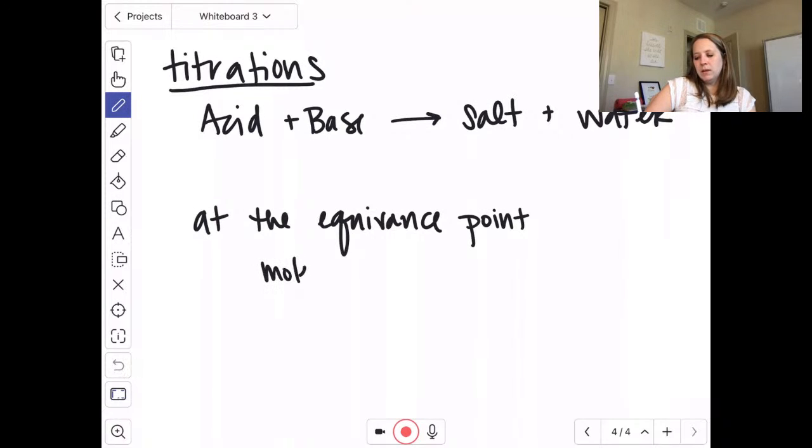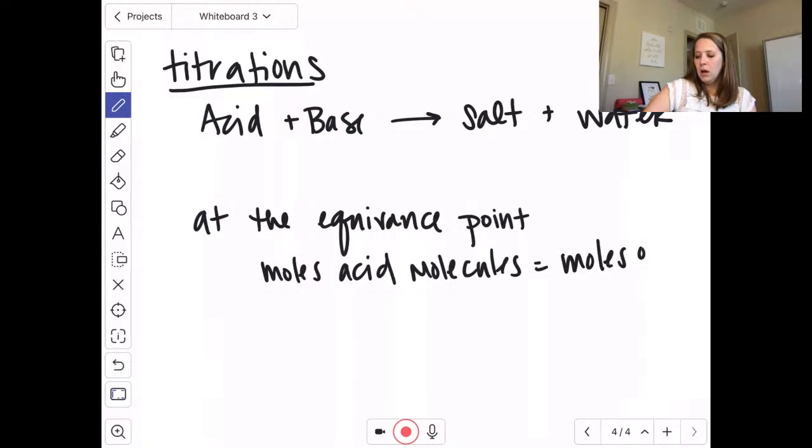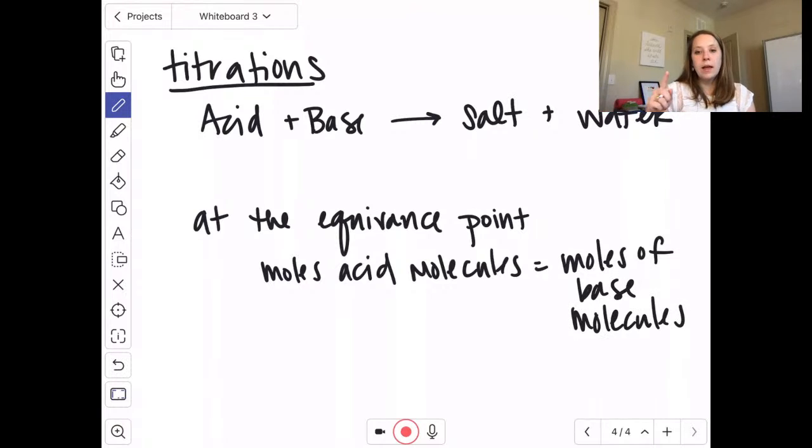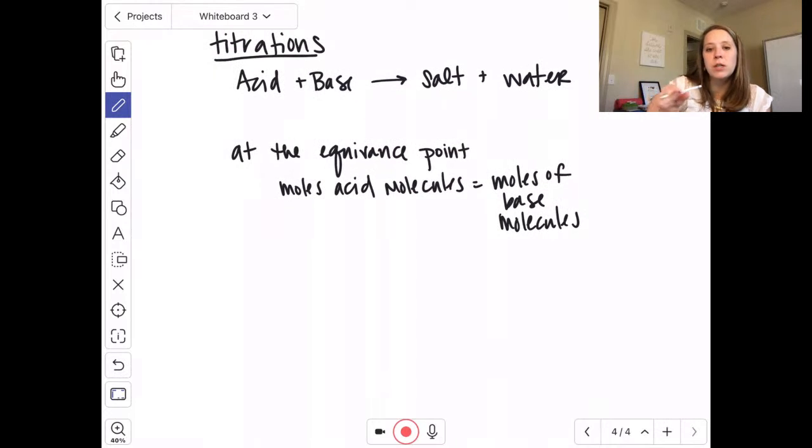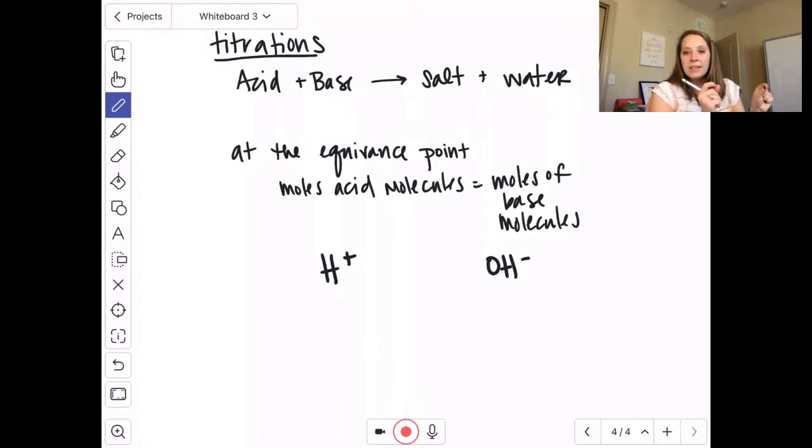The moles of acid molecules equals the moles of base molecules. Now, this doesn't mean that we have 1 mole of H2SO4 and 1 mole of sodium hydroxide. That is not what this means. This means, so when we think about a titration, the acid molecule is in fact the acidic proton, and the base molecule is the OH group. In this case, the moles of acid and the moles of base, when we think about this, is equivalent.